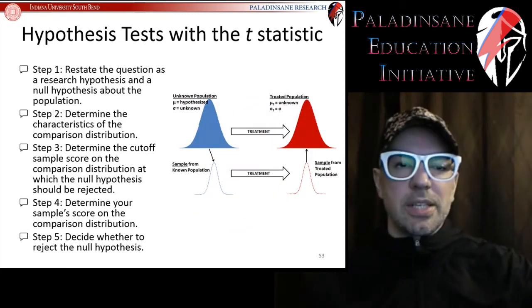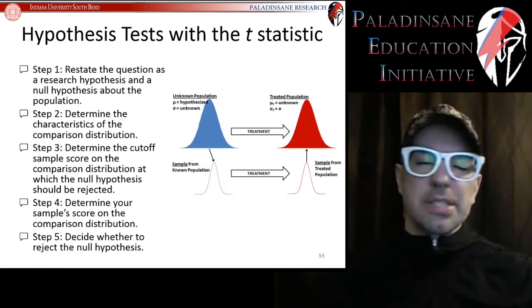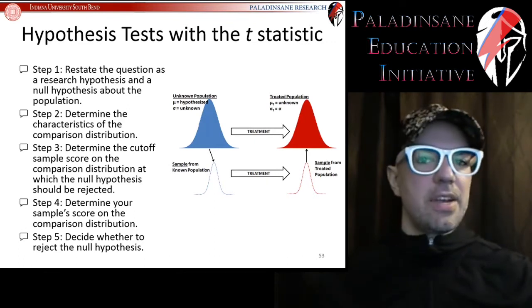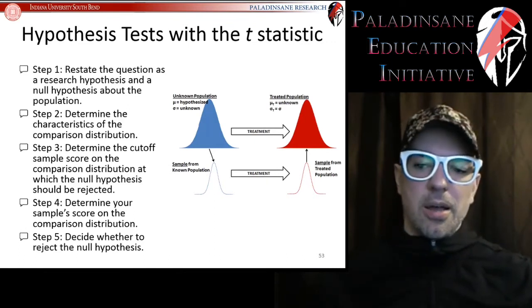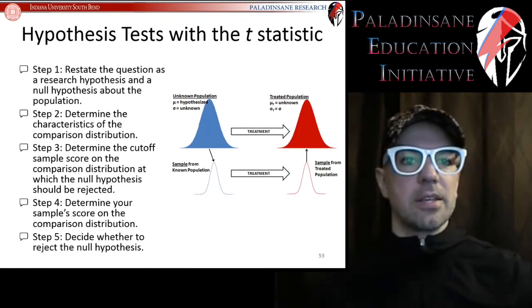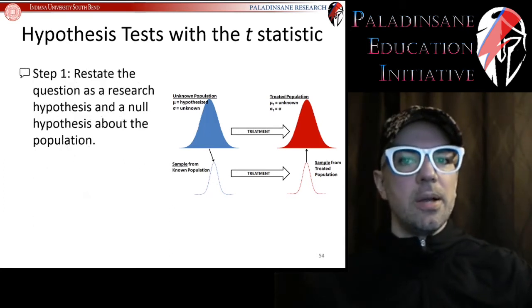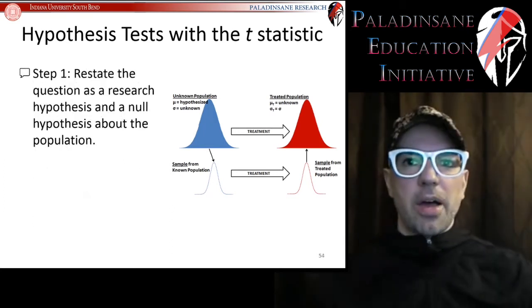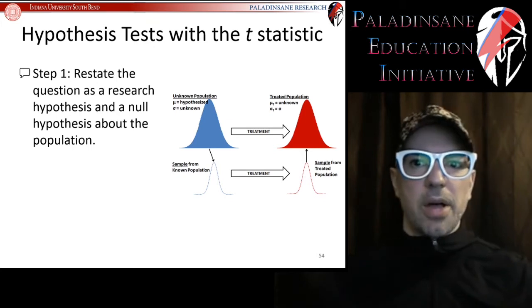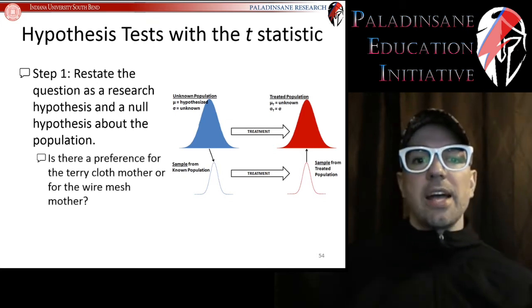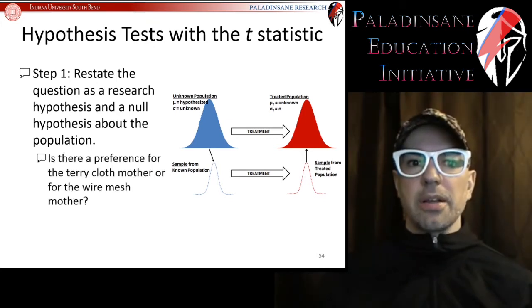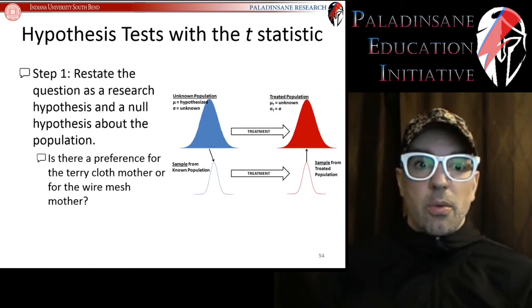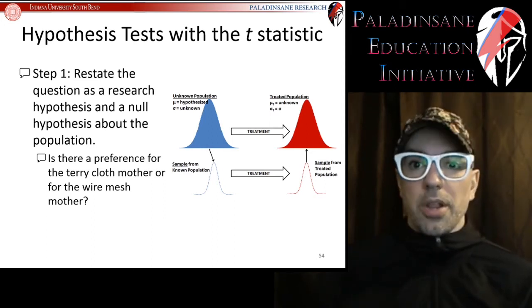Hypothesis test with the t-statistic. 5 steps, same 5 steps. You'll notice these have not changed since we've begun hypothesis testing. So let's start with step number 1. Restate the question as a research hypothesis and a null hypothesis about the population. So the question we want to ask is, is there a preference for the terry cloth mother, or is there a preference for the wire mesh mother? Is there a preference for one of the mothers?